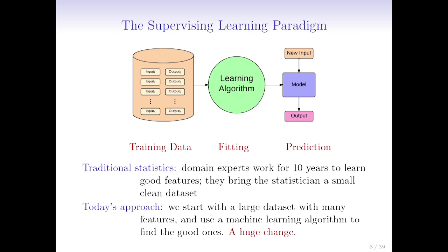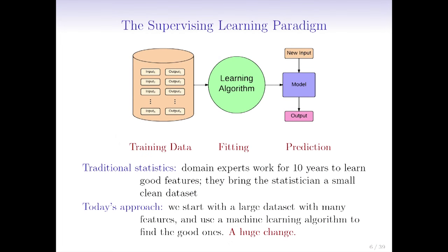And the algorithm goes through this paradigm, and each time you go through it, it updates itself and learns by its mistakes. And so the output is supervising the algorithm to learn using the inputs. So you have training data, fitting, and prediction. Now, in traditional statistics, a domain expert would work for 10 years to learn good features and then bring the statistician a small, clean data set, which is what we've been used to for a long time and still do in some studies where it's hard to get data.